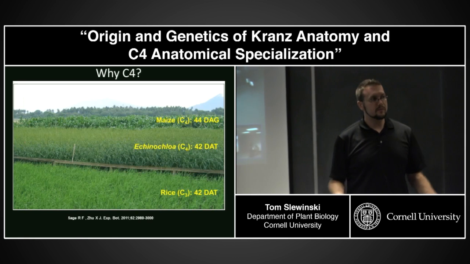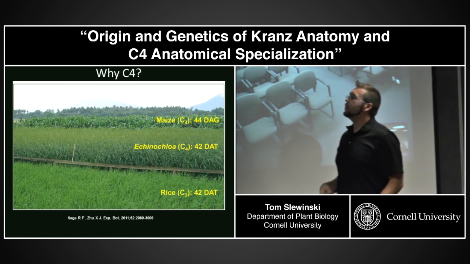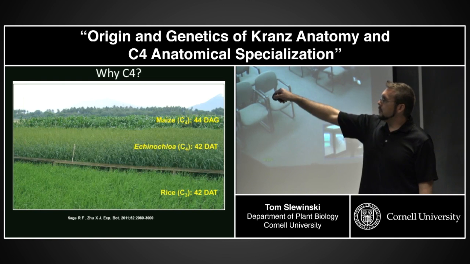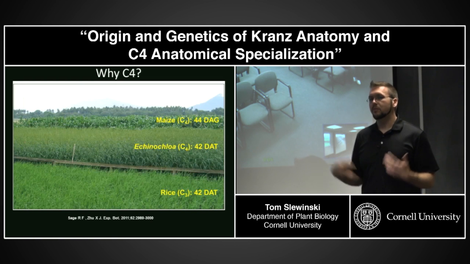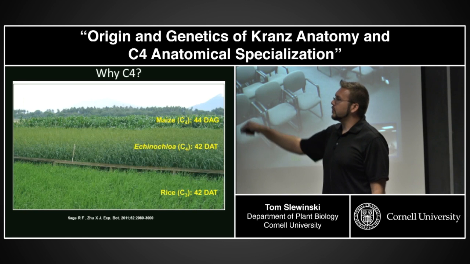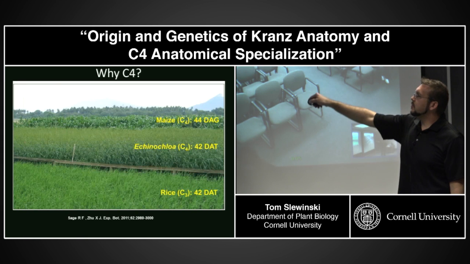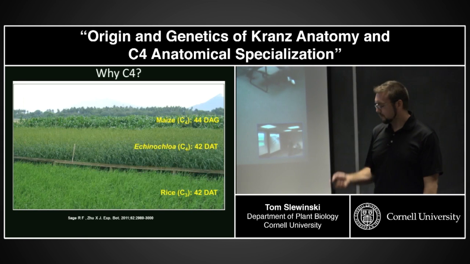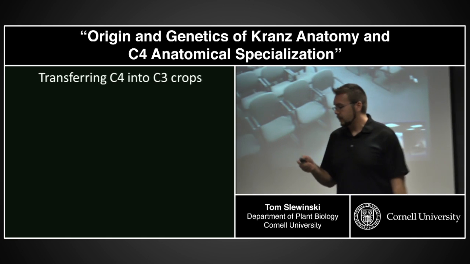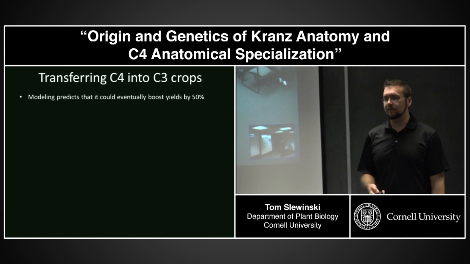And that's attributed to the C4 process. And even in the back, the C4 maize, that's mostly due to domestication traits after C4. So the difference between Echinochloa and maize is mostly domestication with the C4 trait. So it's pretty apparent why we want to do this, because these are all growing on the same land with the same inputs, but these are much more productive as far as biomass. So transferring the C4 into C3 crops is predicted that it could eventually boost yields by 50%.